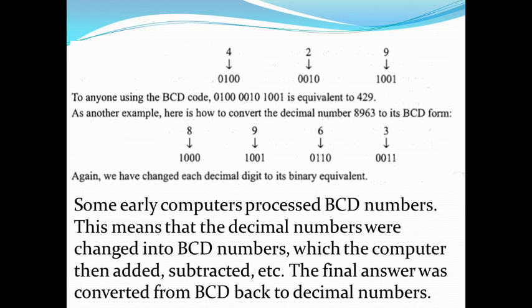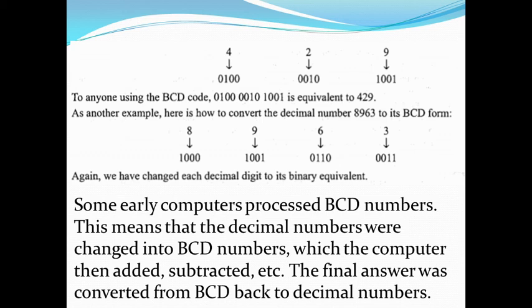As another example, let us say the 4-digit number 8963 is a decimal number. Here each digit is converted into its nibble equivalent. 8 is converted into 1000, 9 is converted into 1001, 6 is converted into 0110, and 3 is converted into 0011. Again, we have changed each decimal digit into its binary nibble equivalent.